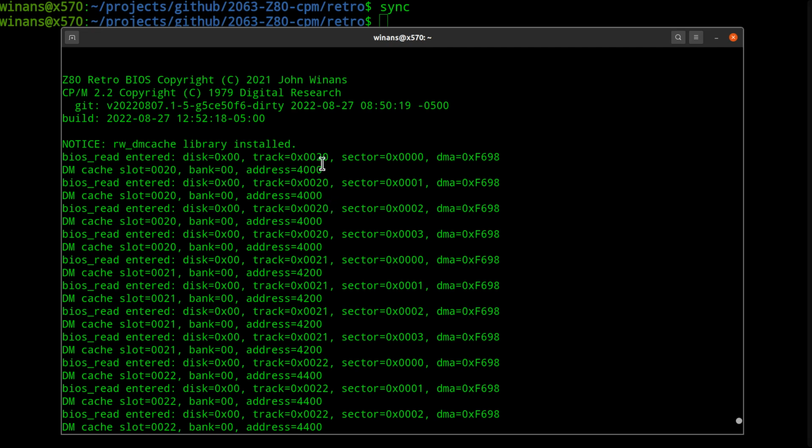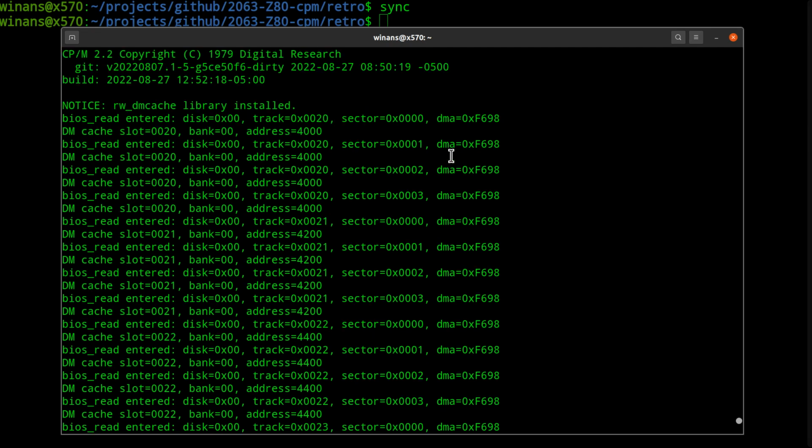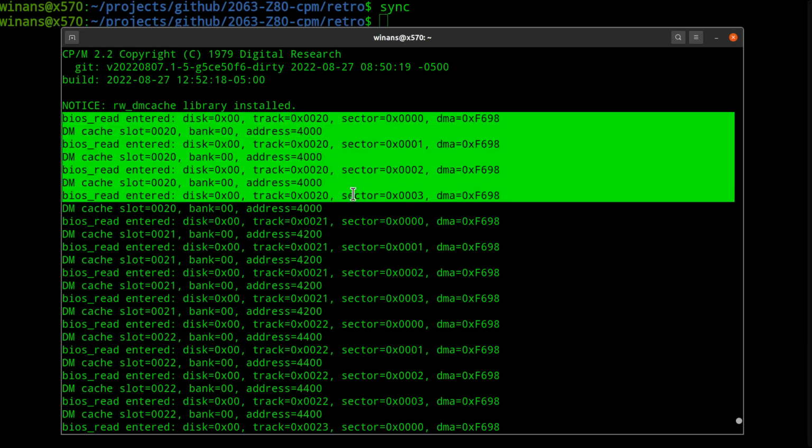So these numbers all jive, and it also makes sense that when we're reading in the directory one sector at a time, it's going to read them in order. We talked about this before.